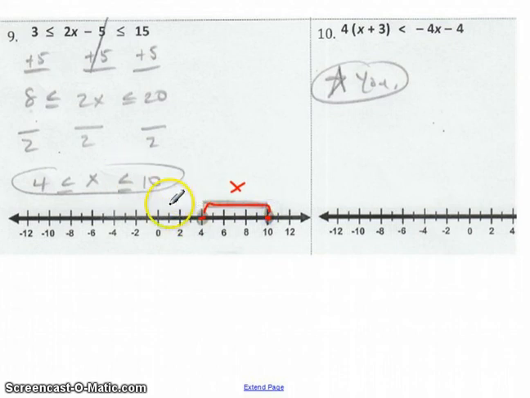Now the only question left is open or closed circle. Well, both are underlined. So what I've drawn here are closed circles for both. And that's how I made my drawing for number 9. You go ahead and do yours for number 10.